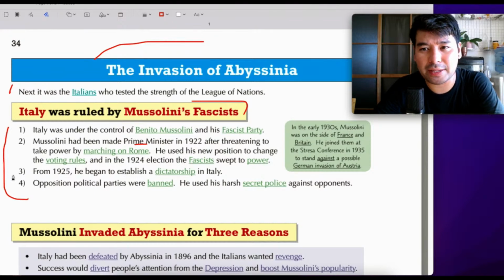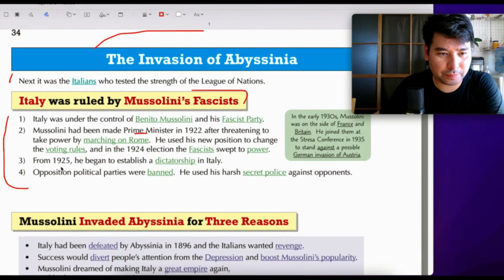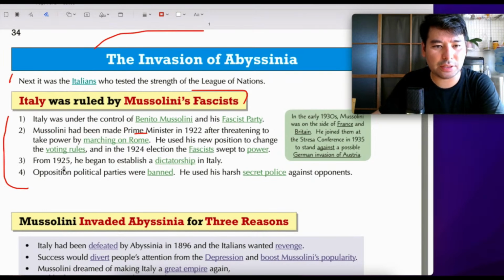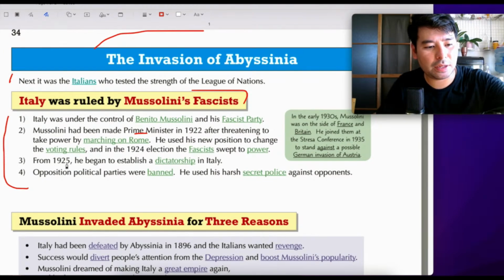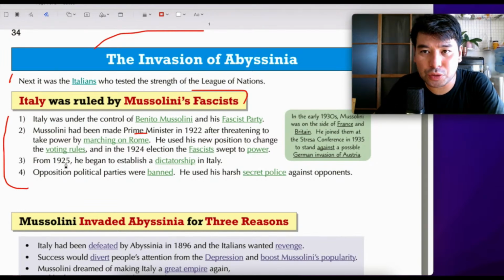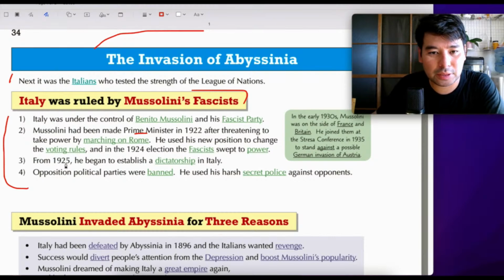Moving on, going down to number 3. From 1925, he began to establish a dictatorship in Italy. And number 4, opposition political parties were banned. He used his harsh secret police against opponents. Again, harsh secret police. We are saying here that he had his secret police.